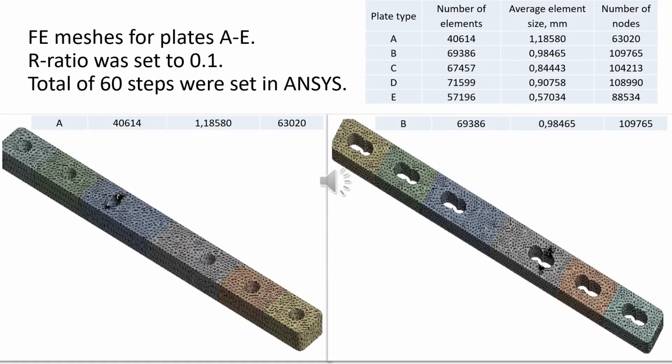Here we can see finite element meshes for plates A and B in this case, and then in the following slide for plates C, D, and E. A total of 60 steps of crack growth were set in ANSYS, and all data for meshes are given in the table top right.